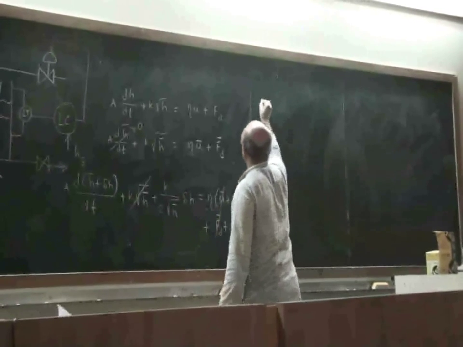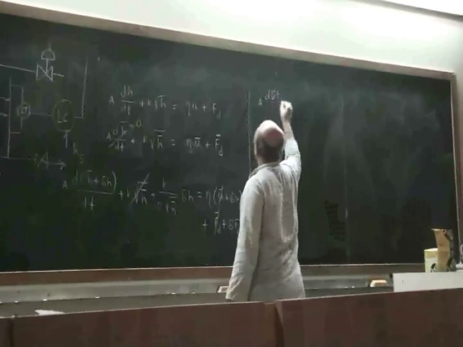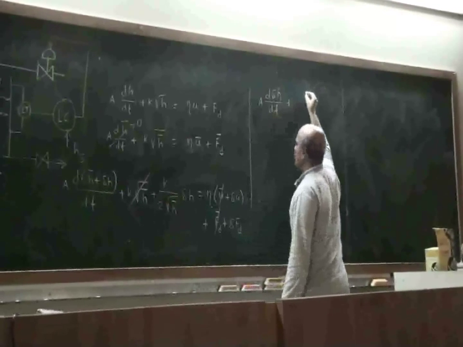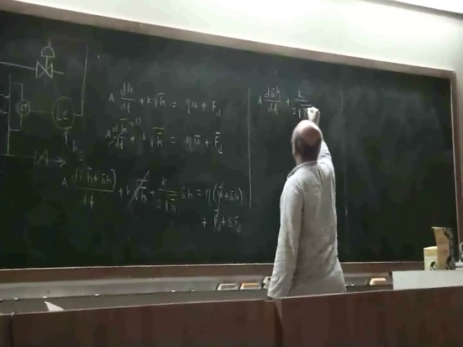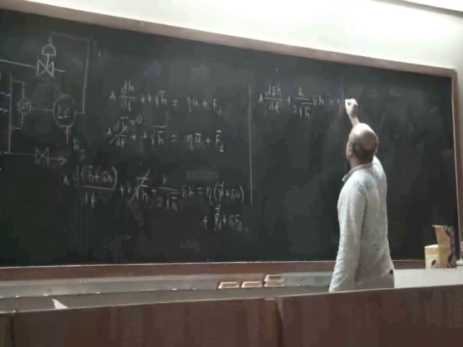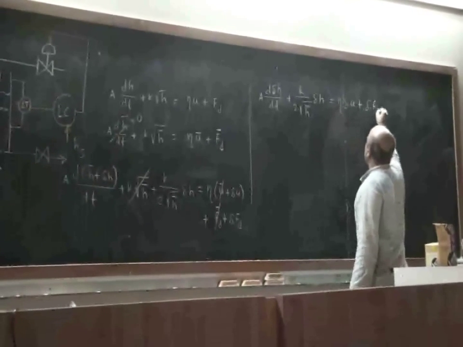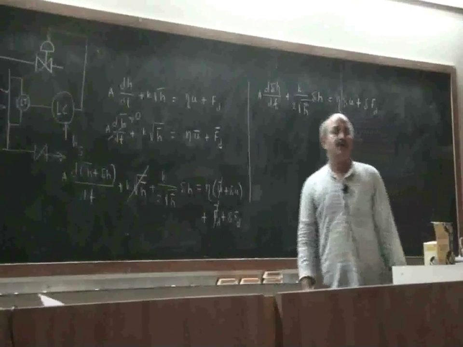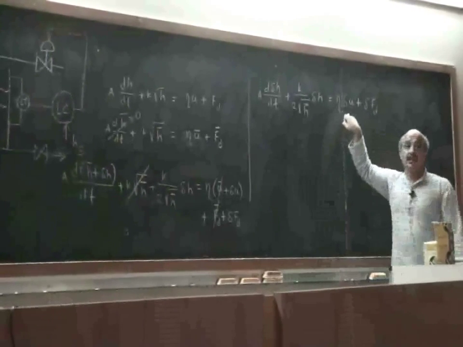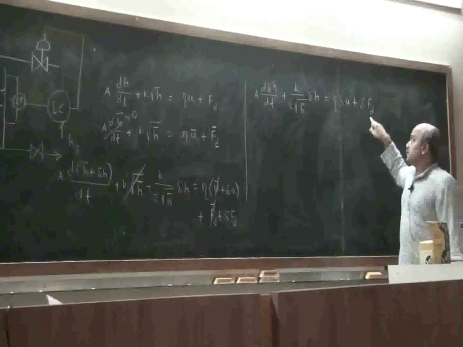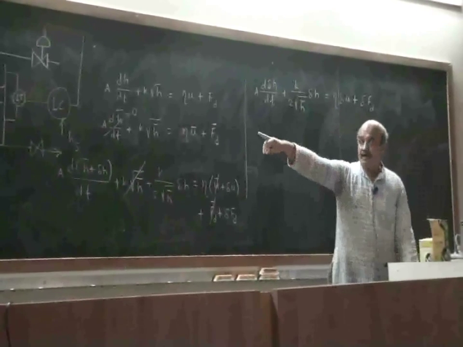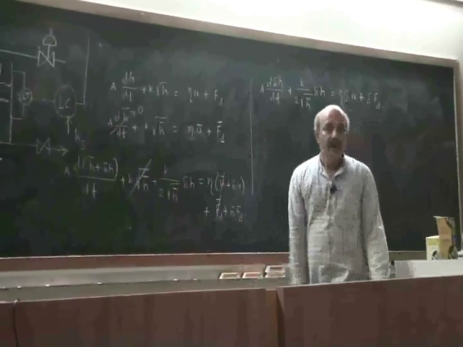So my equation now is A d delta h by dt plus k by 2 square root h bar delta h is equal to delta u plus delta fd. This particular model is called a perturbation model. It relates perturbations in the wall position and perturbations in the inlet flow with the perturbations in the level, in the neighborhood of the steady state h bar. This is called a perturbation model.